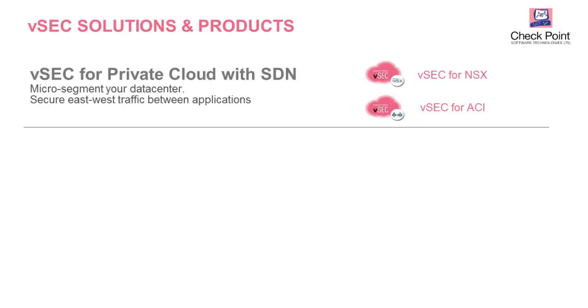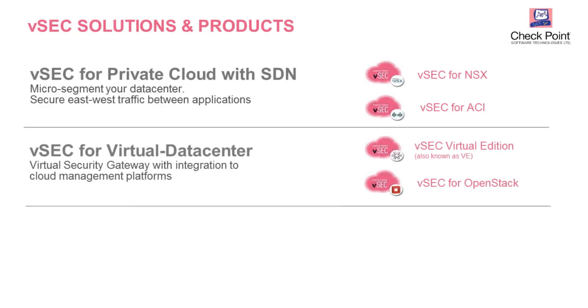So I mentioned today that vSEC is much more than just the SDN controllers we've been talking about within the context of a software-defined data center. So let's look at what we support today and what we have on the roadmap. So today, we support vSEC for NSX. And this effectively provides microsegmentation for your data center to secure the east and west traffic between applications, the main theme of today's presentation. In the short future, we'll be supporting Cisco's ACI SDN controller in the same fashion. For the virtual data center, we support Virtual Edition, also known as VE, and shortly we'll be on the roadmap, we'll be supporting vSEC for OpenStack.